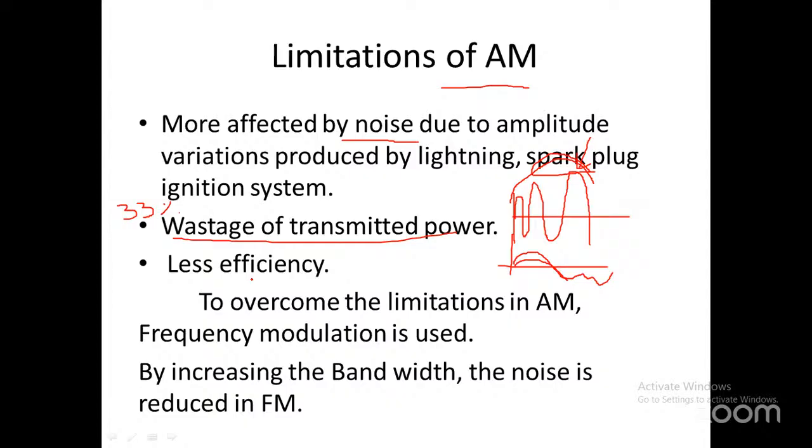So that is the reason why FM has low coverage. But FM is more immune to noise. Very little noise is picked up, because noise affects the amplitude. In frequency modulation, the information is in the frequency.